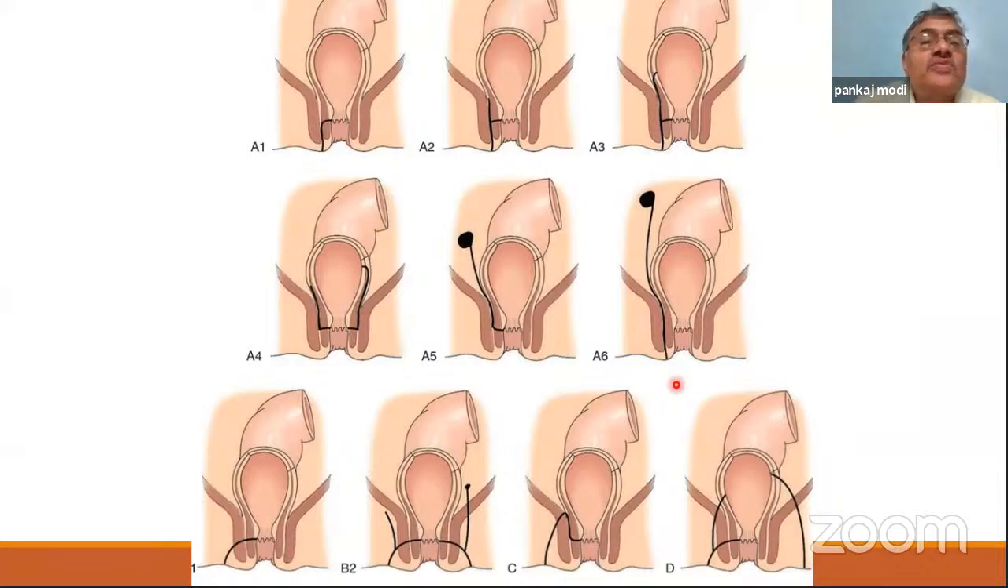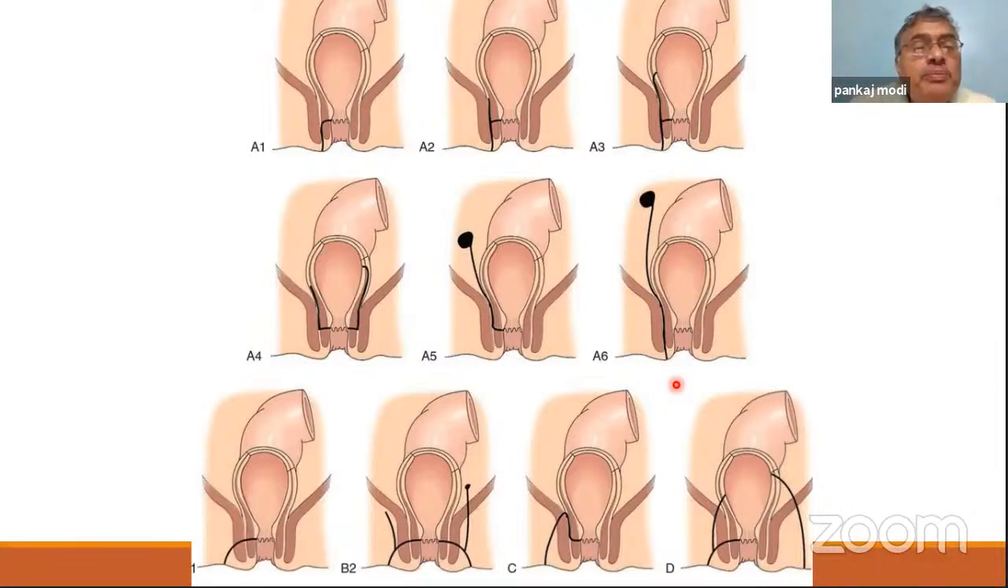We are seeing more of such cases. The treatment is incision lower down and incision higher up. There is no need to touch the lumen. Though they look very horrible, they are comparatively easy to treat because there is no need to do a colostomy and there is no interference with the lumen. So these can be treated. A6 are not difficult to treat. They are difficult to diagnose.